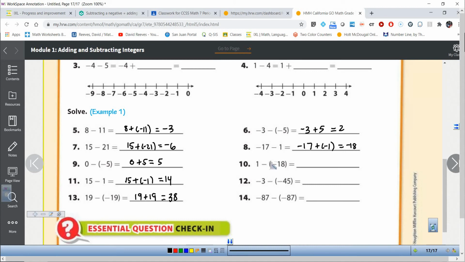So again, if you don't have to use counters or the number line, the best thing to say is subtracting is the same as adding the opposite. So this becomes 1 plus 18. This becomes negative 3 plus 45. This becomes negative 87 plus 87. And yes, it is okay to do this, as many of you have learned how to do, especially if you're doing it on paper. If you're doing it online, it's not quite as necessary or helpful. But this is how we often do it when we're doing it on paper.